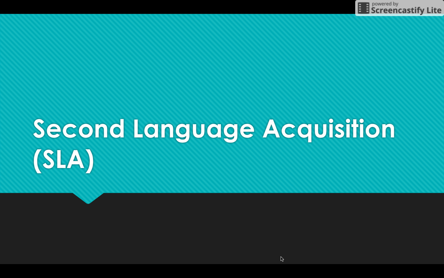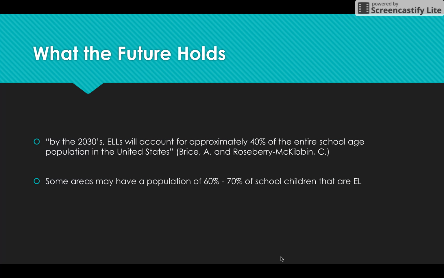This video will be all about second language acquisition. According to Bryce and Roseberry, by the 2030s, ELLs will account for approximately 40% of the entire school-age population in the United States. In some areas of the United States, the population of ELs will be between 60% to 70% of the school-age children.